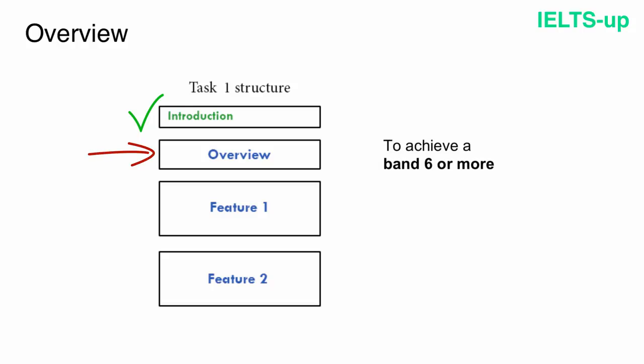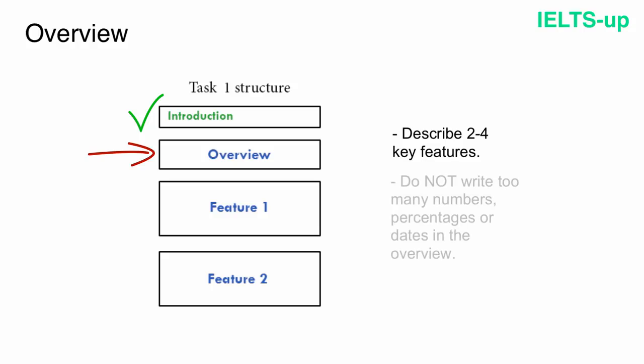Remember, to achieve a band 6 or more for task 1, you must provide the overview. In the overview paragraph, you should briefly describe major features of your pie charts. Ideally, you should describe from 2 to 4 key features. Do not write too many numbers, percentages, or dates in the overview. You have to keep only general information in this paragraph.